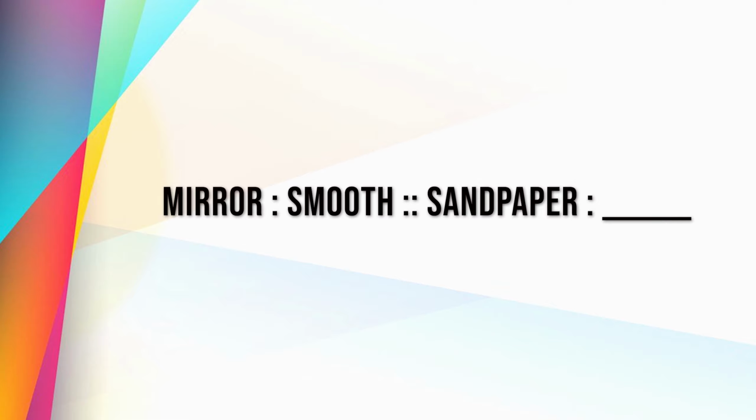Now, it's your turn to try. The same instructions. You have to analyze the first word pair, then choose a word that you think best fits to complete the second word pair. You will have 10 seconds to do it. Let's begin. Mirror, smooth, sandpaper, blank. Your 10 seconds starts now.